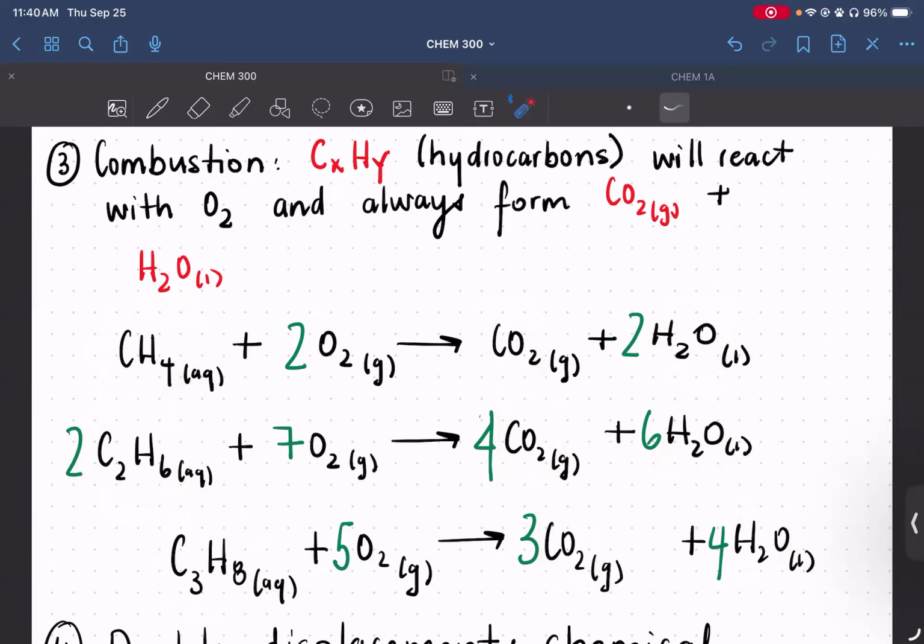Of course, it's on you to remember that CO2 is a gas. It's on you to remember that water is a liquid. So whenever I ask you a combustion question, really and truly what I'm testing for is the balancing.